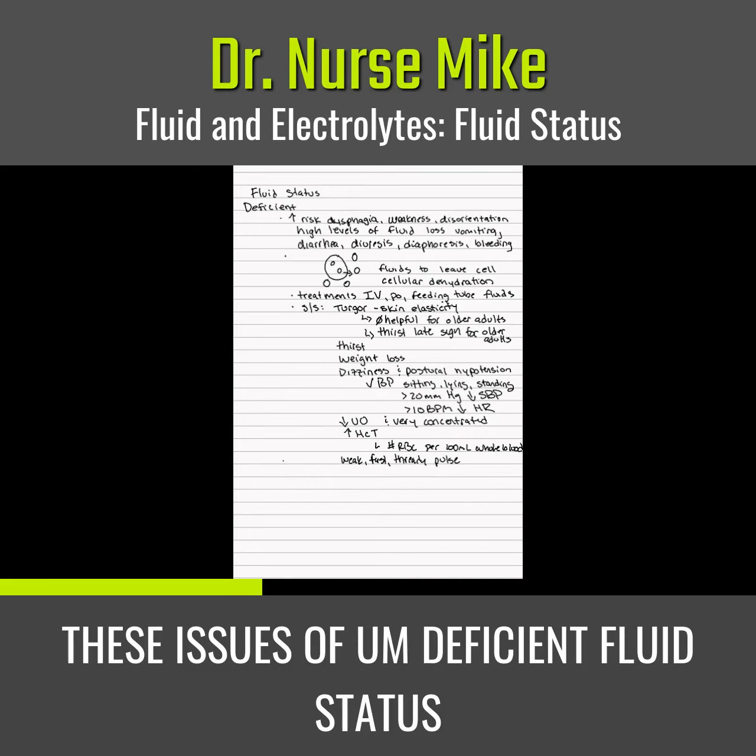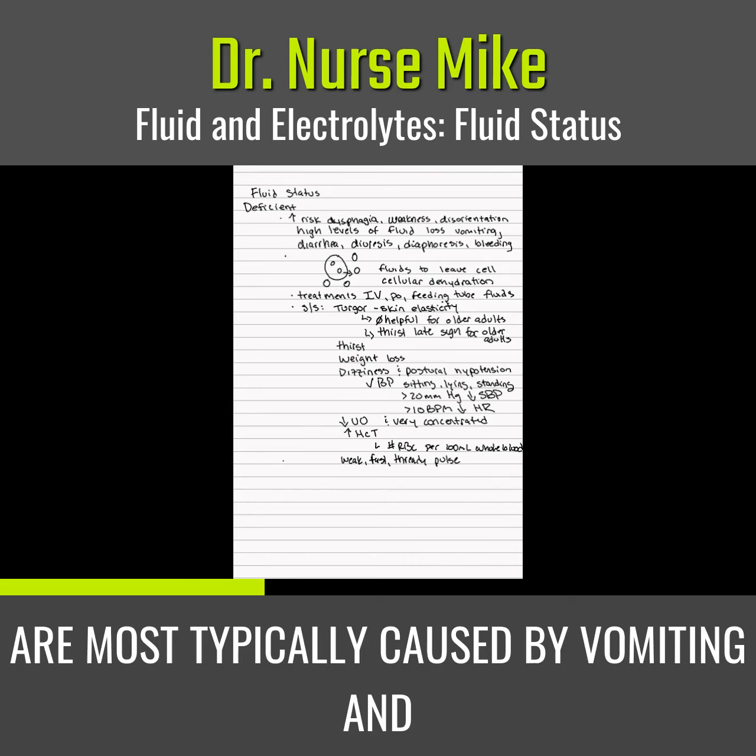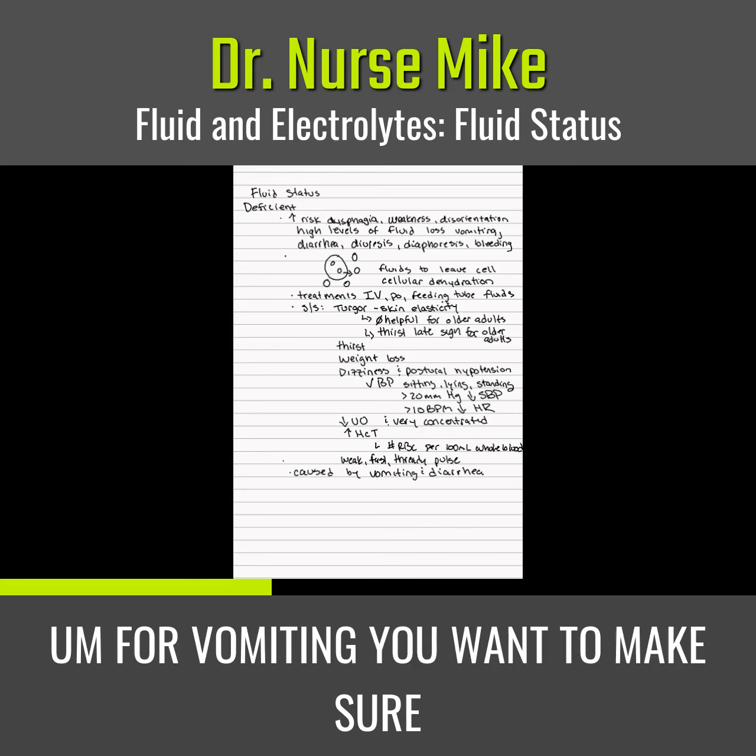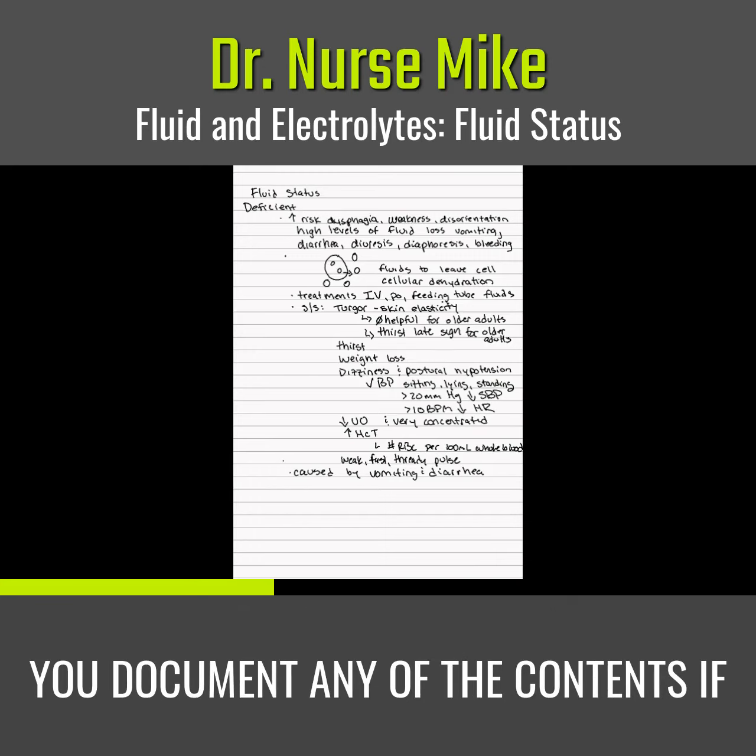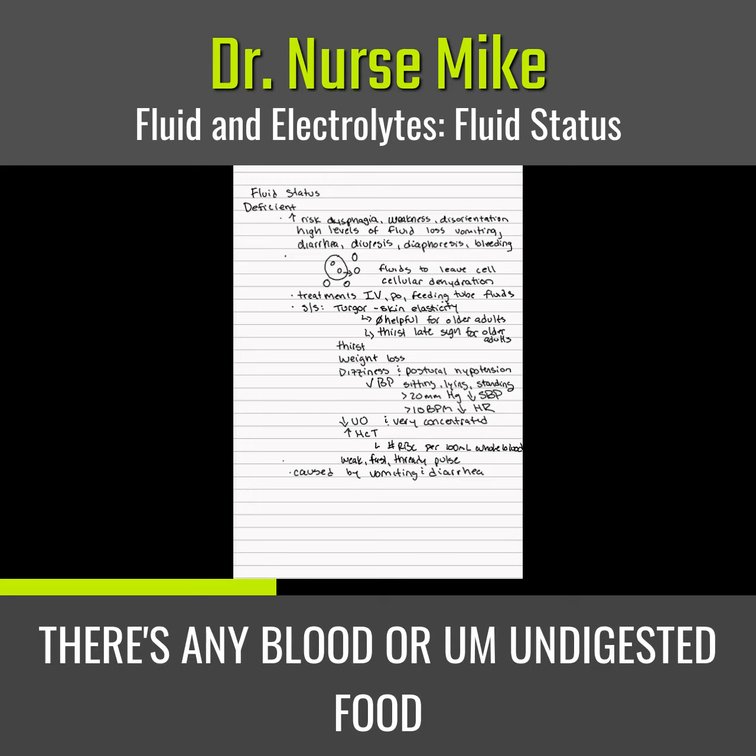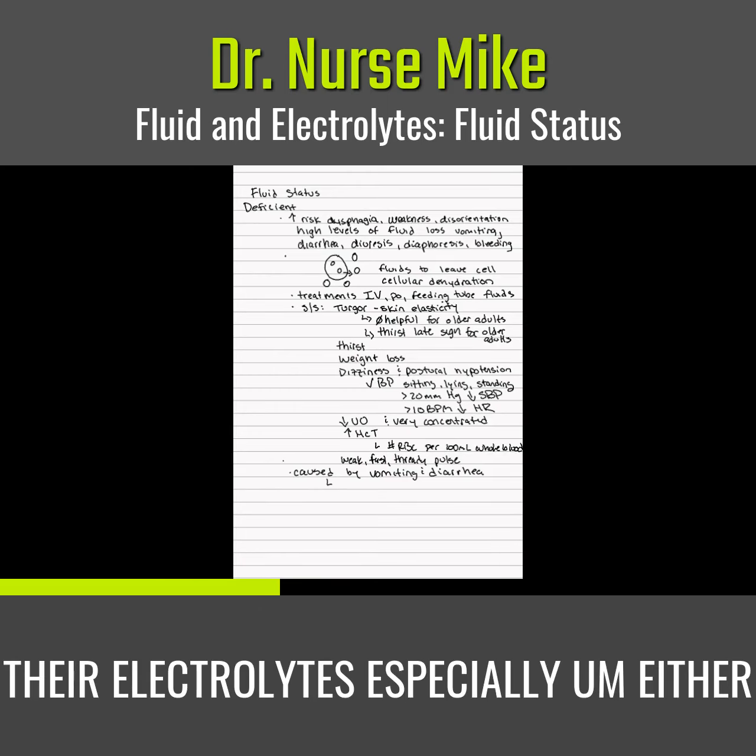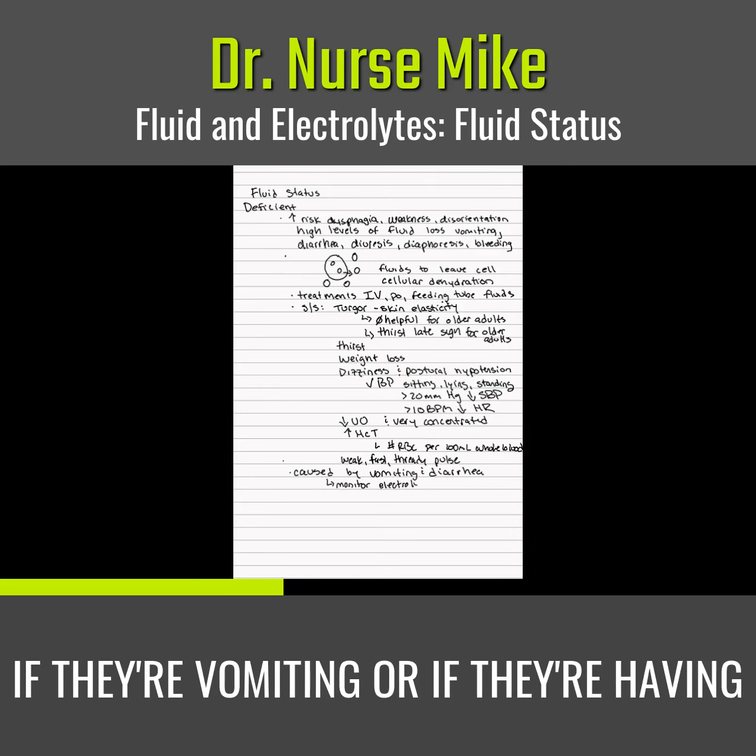These issues of deficient fluid status are most typically caused by vomiting and diarrhea. That's what we're going to see the most, especially in the older population. For vomiting, you want to make sure you document any of the contents, if there's any blood or undigested food, and then also some of the triggers. And you're also going to want to monitor their electrolytes, either if they're vomiting or if they're having diarrhea.